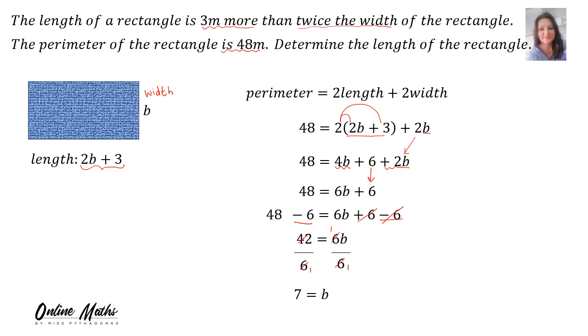So if we go back to the left hand side here, the length was 2b plus 3. So now we know b's value. We calculated it was 7. So remember the rules for substitution. You use a bracket. Therefore, it's 2 bracket 7 plus 3. And bracket means multiplication. So we can say 2 times 7 is 14 plus 3. Therefore, the length is equal to 17 meters.